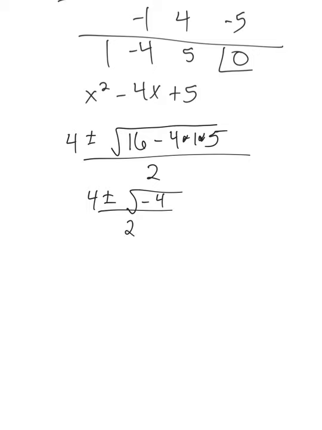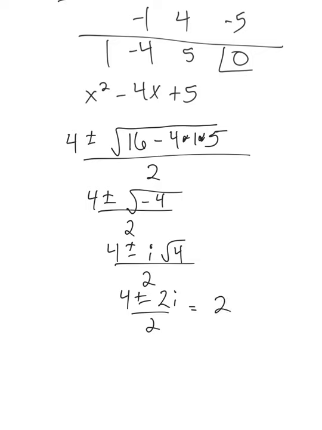I know that we can't take the square root of -4, but we can simplify that, turn that into an i. So now we're working with imaginary numbers. We have i root 4 over 2, which is 4 plus or minus 2i over 2, which is the same thing as saying 2 plus or minus i.